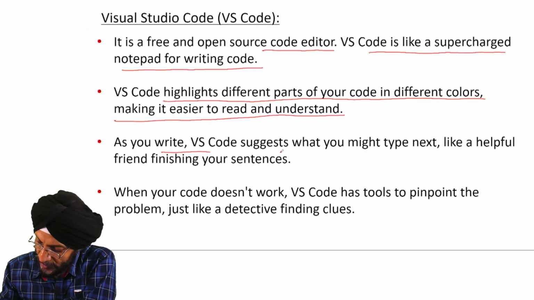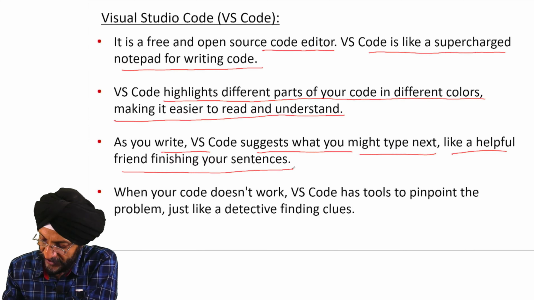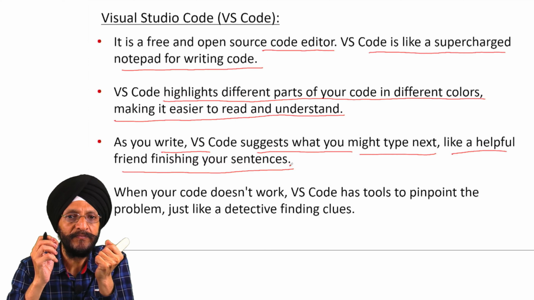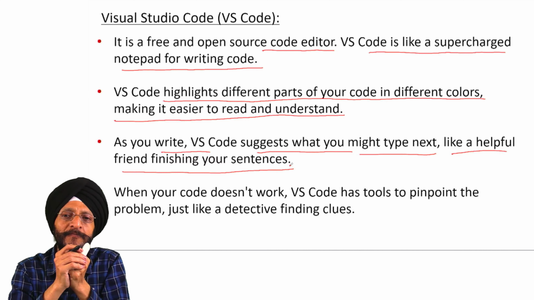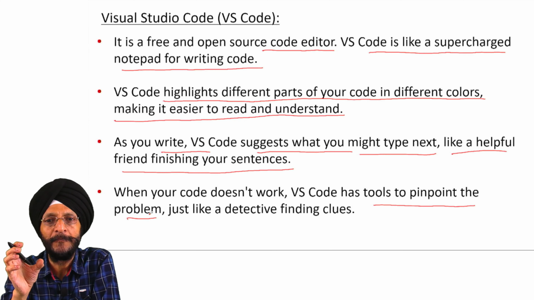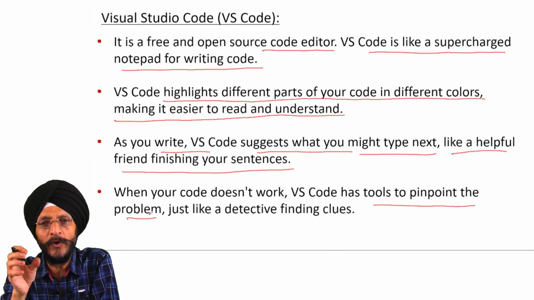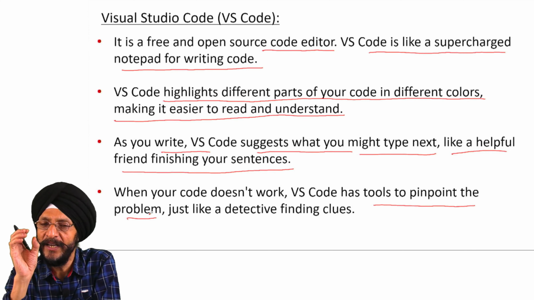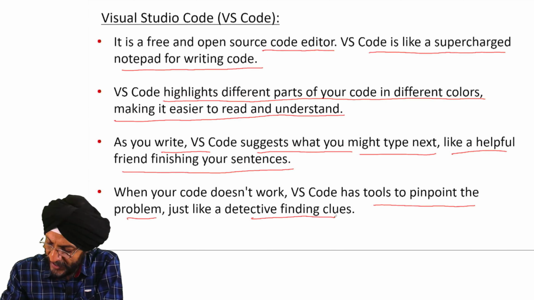As you write, Visual Studio Code suggests what you might type next, like a helpful friend finishing your sentence. It means that Visual Studio Code helps you in writing the code. And if there is a problem while writing the code, Visual Studio Code will pinpoint it. If you are writing the wrong code, a red line or syntax error will appear, just like a detective finding clues.